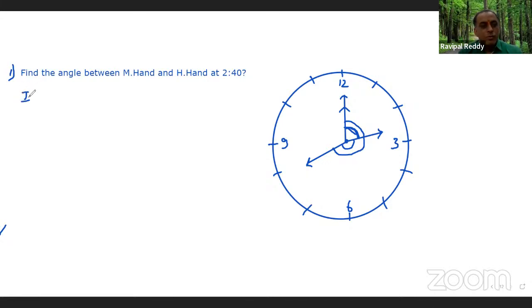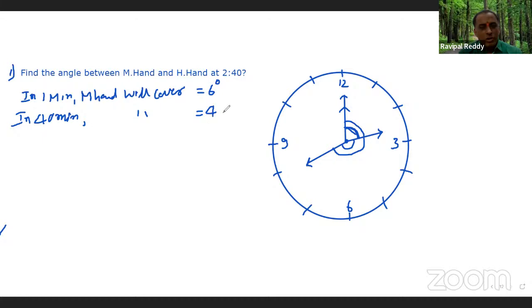What is the first point? In 1 minute, the minutes hand will cover 6 degrees. Now, in 40 minutes, the minutes hand will cover 40 into 6, which is equal to 240 degrees. Therefore, the angle from the baseline to the minutes hand is 240 degrees.